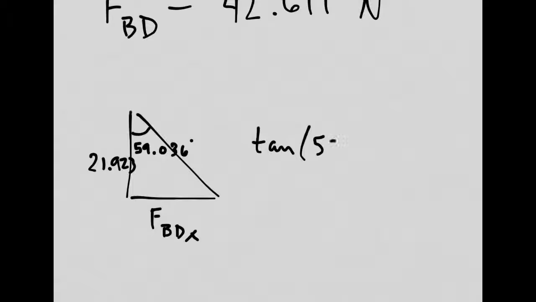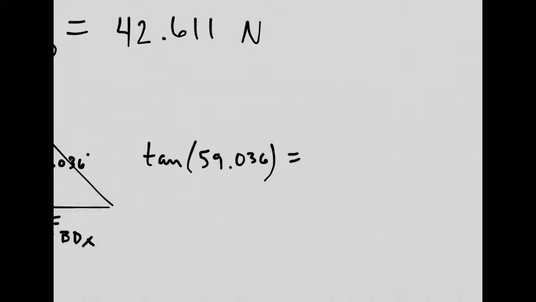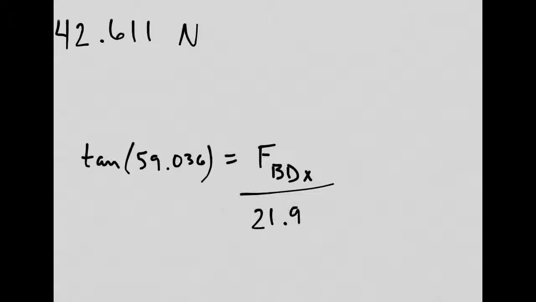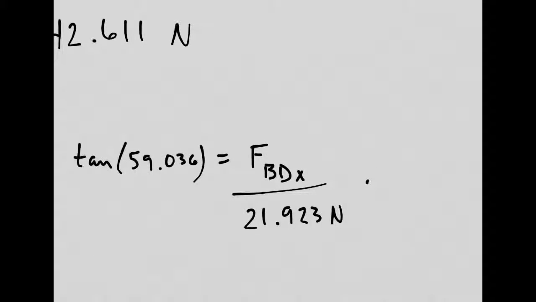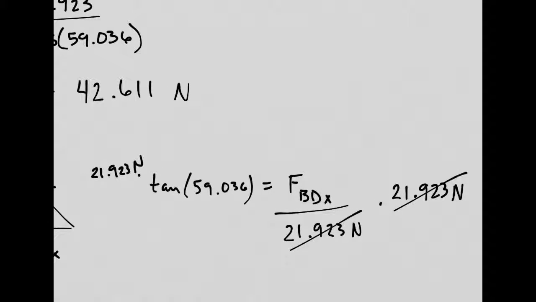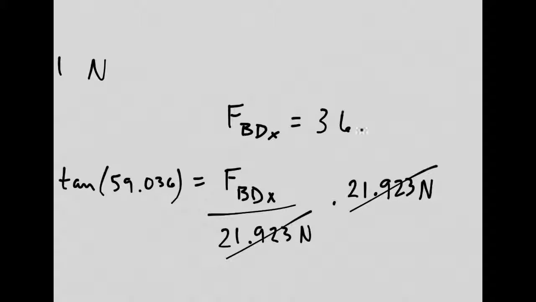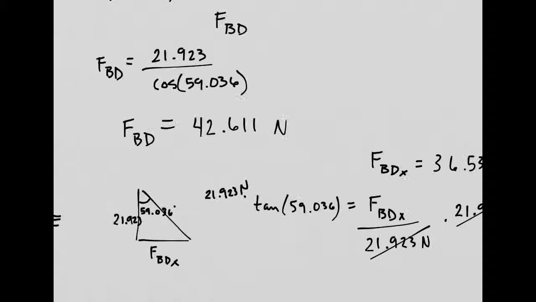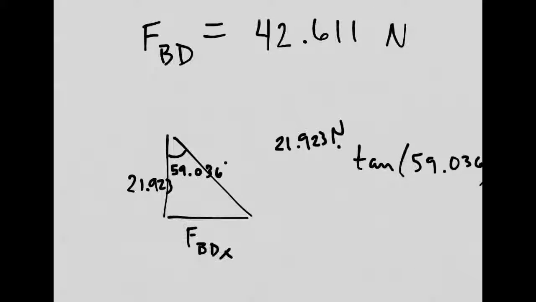of 59.036. That has to equal opposite over adjacent. I'll multiply both sides by the 21.923. And so that'll cancel out. And then FBDX will be, I'll just do it in my calculator, 36.538 newtons. But that means FBDX, that's the same as FDE. So we're good there.